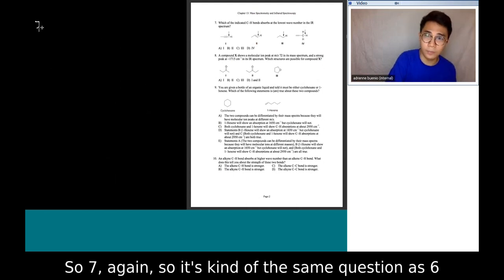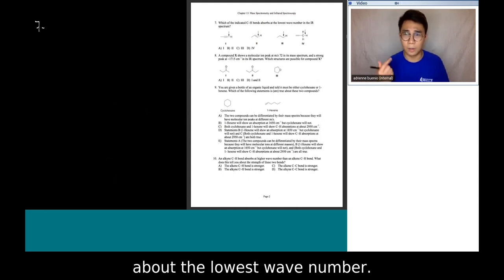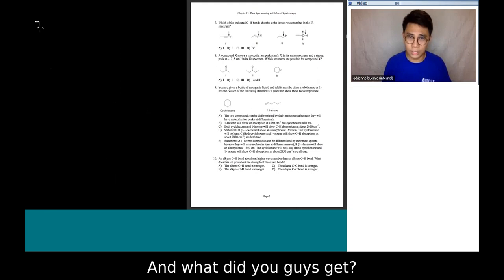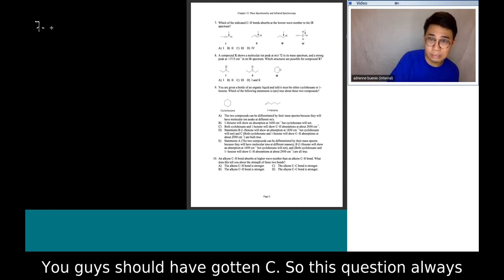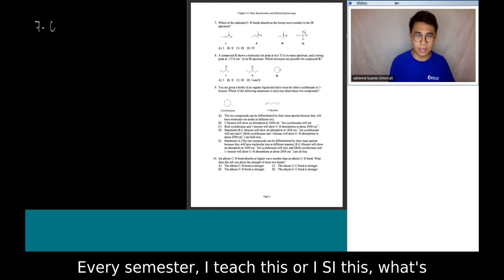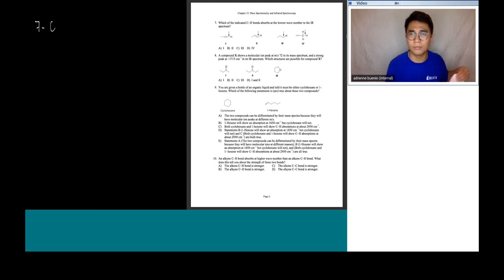So seven. It's kind of the same question as six, but this time the lowest wave number. What did you guys get? You should have gotten C, right? This question always comes up every semester I teach this or SI this: what's the difference between 3 and 4?